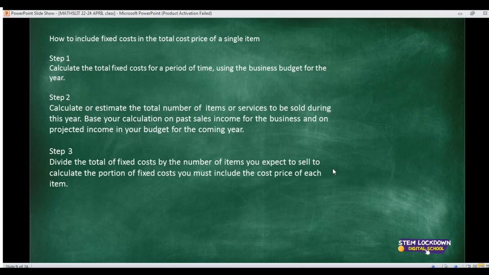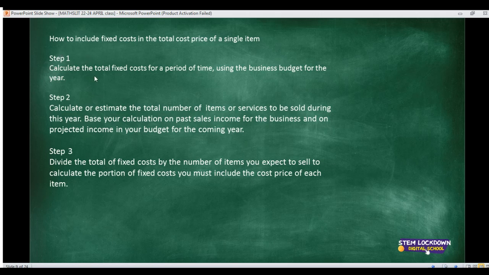And then now the focus is on what? Is on the fixed cost, the other part of the formula. Remember, total cost is equal to production cost plus fixed cost. So we've covered the production cost. Now we are discussing fixed costs. So how to add those fixed costs, how to include them.